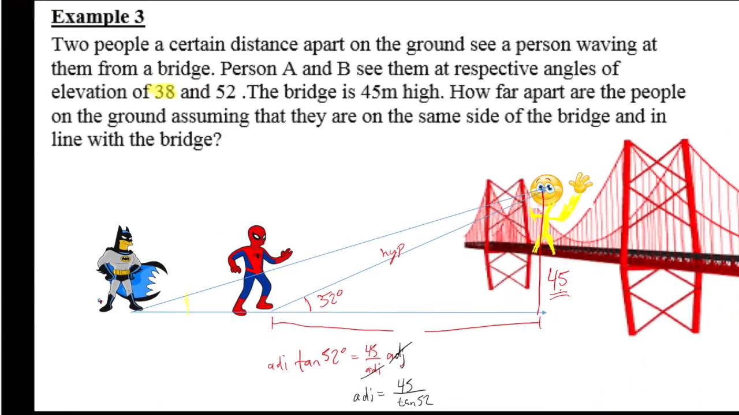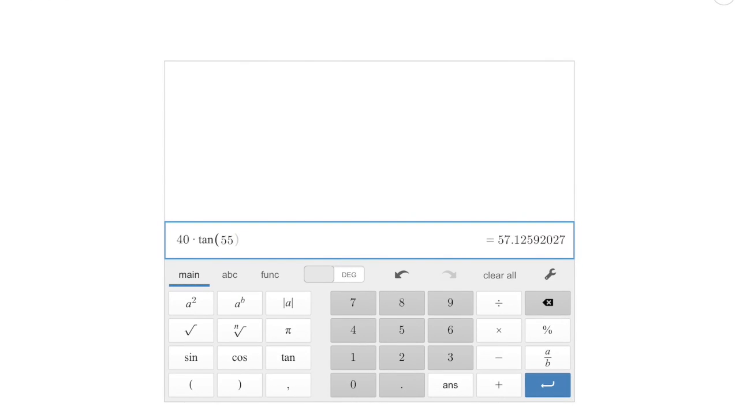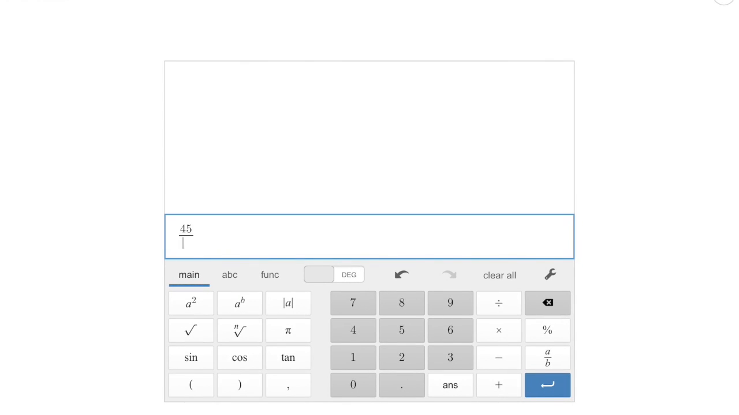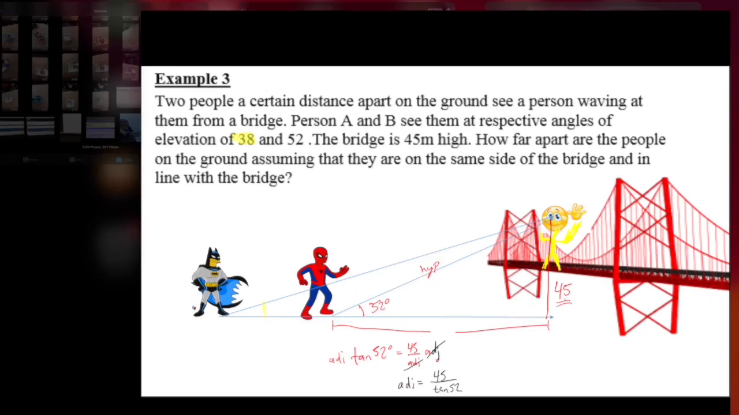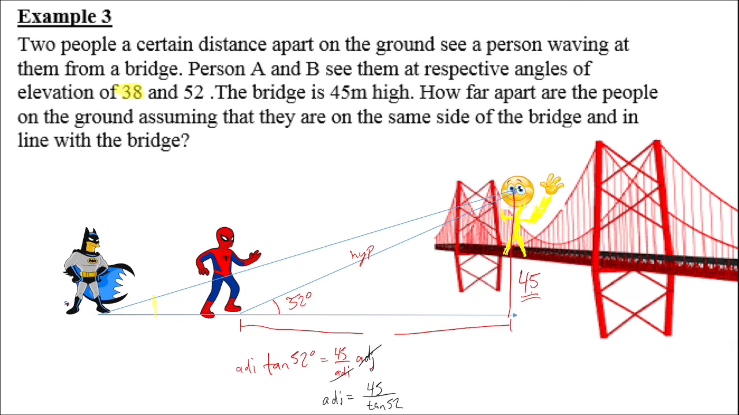So let's solve for that. Clear. 45 divided by tan of 52, close bracket, equals, so the answer is 35. So here, ADJ, Spider-Man, equals, was it 35? Yes, approximately 35.